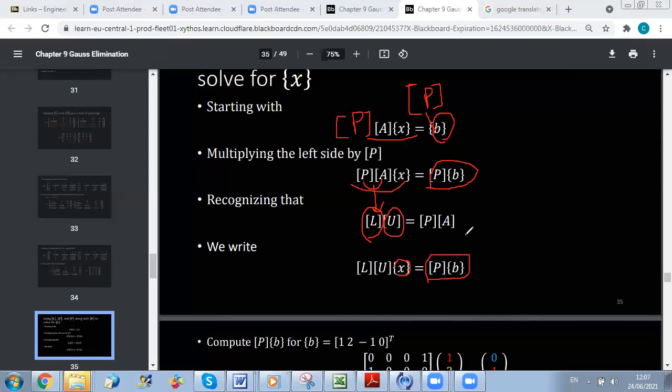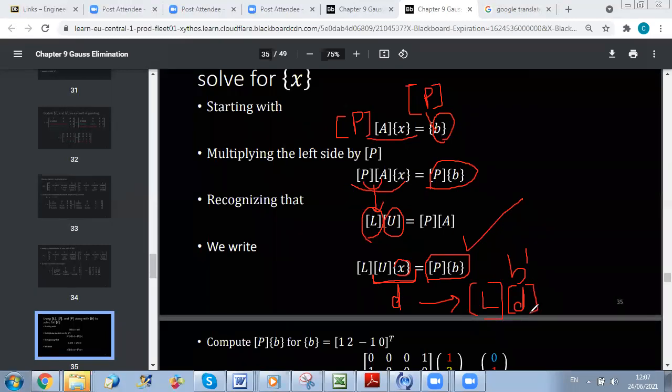Once we have the modified vector B prime, we can do the forward substitution first. To remind you, what is the forward substitution? We consider that U times X is vector D. Then the first system of equations to solve is L times D equals B prime. And since L is a lower triangular matrix, we will do forward substitution.